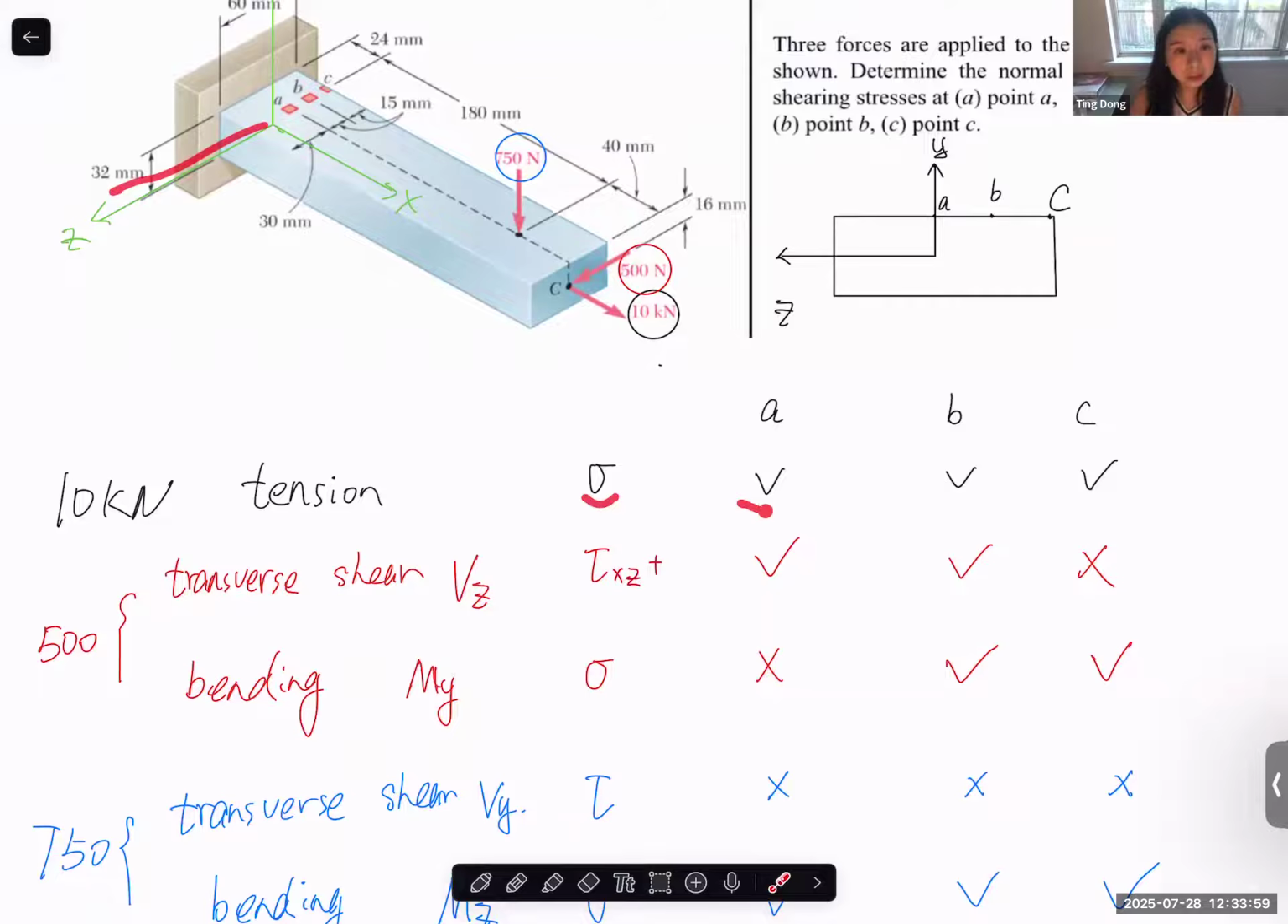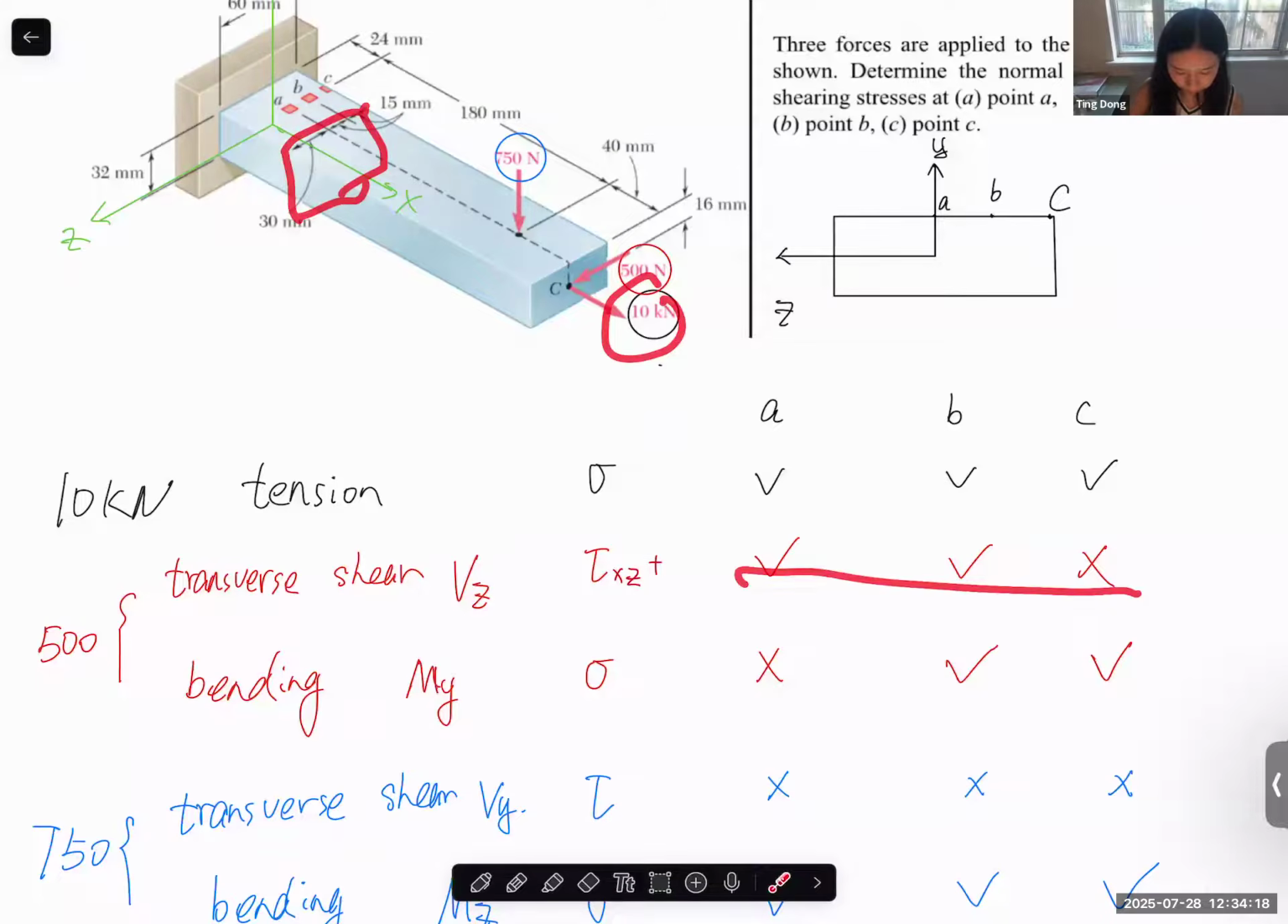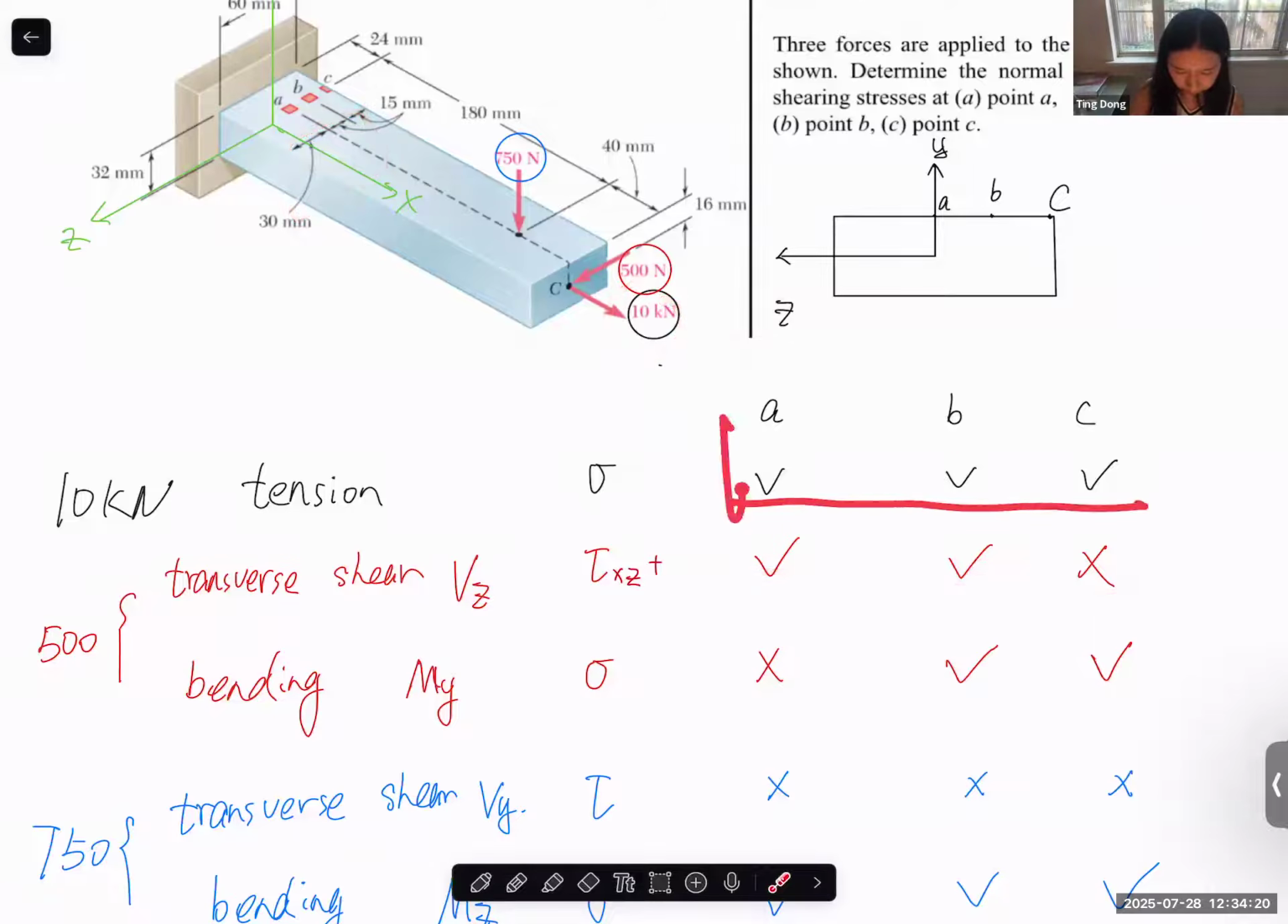So the normal stress generated by tension is uniformly distributed over the entire cross section. So sorry, it's the same F over A at the A, B, C points. This one is easy. The second one is 500. I use a red color.